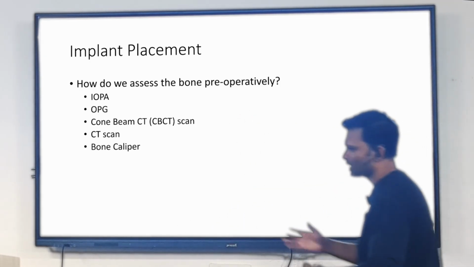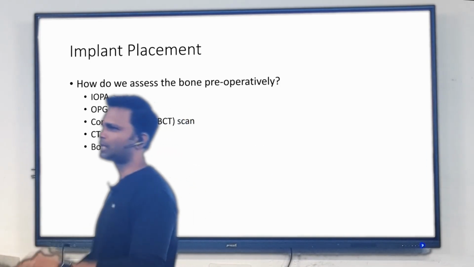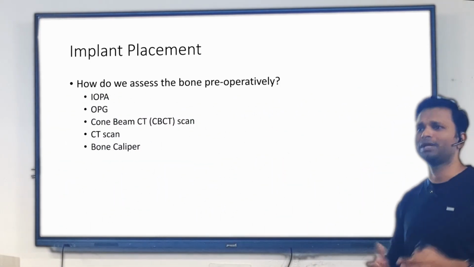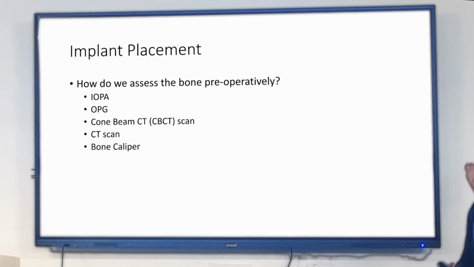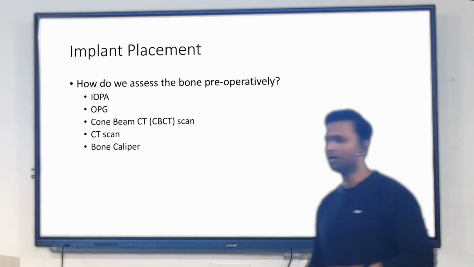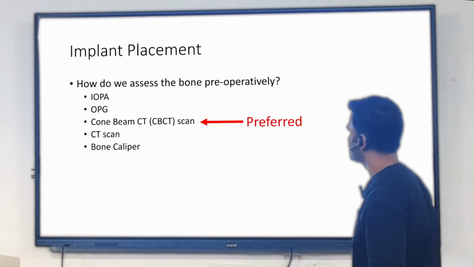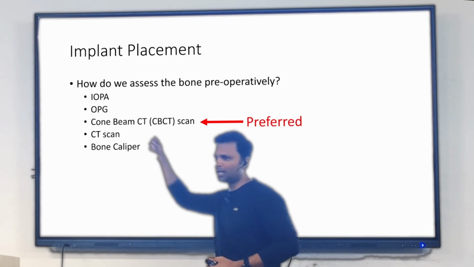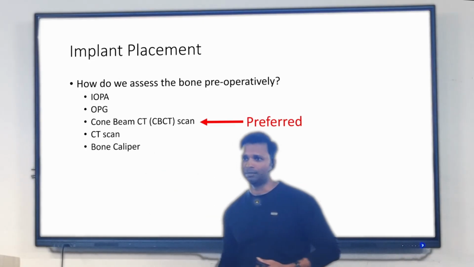Then we can use CT scan, cone beam CT or CT scan. These are the most accurate, and they give you a 3-dimensional picture of the bone. Whereas OPG or IOPA just give you the anterior, posterior, or mesiodistal dimension, not the buccolingual dimension. Another thing you can go for, if you don't have the option of CT scan, is to use bone calipers along with OPG and IOPA.